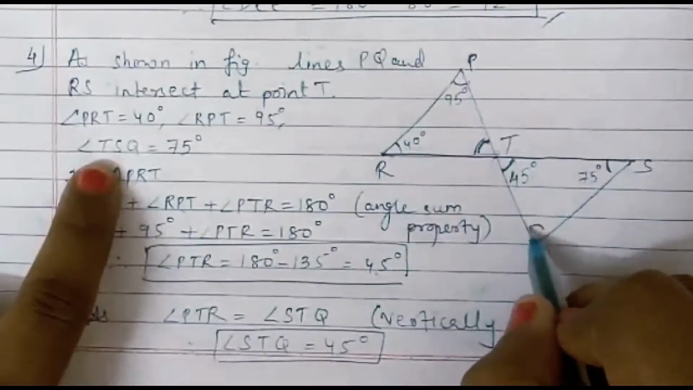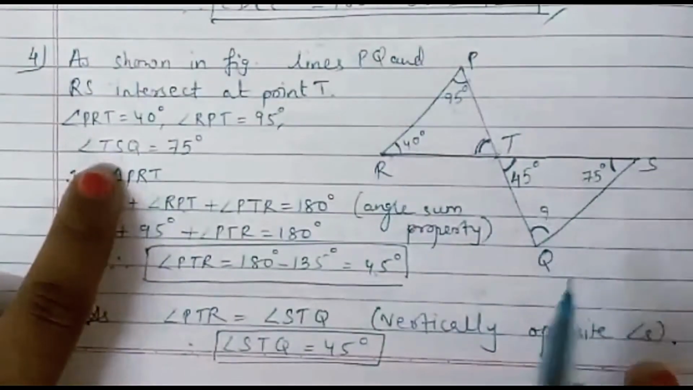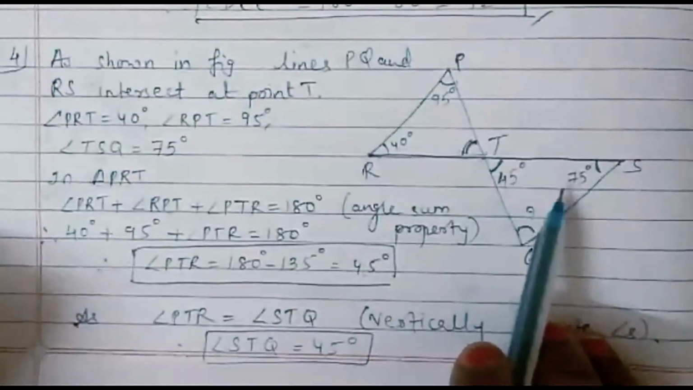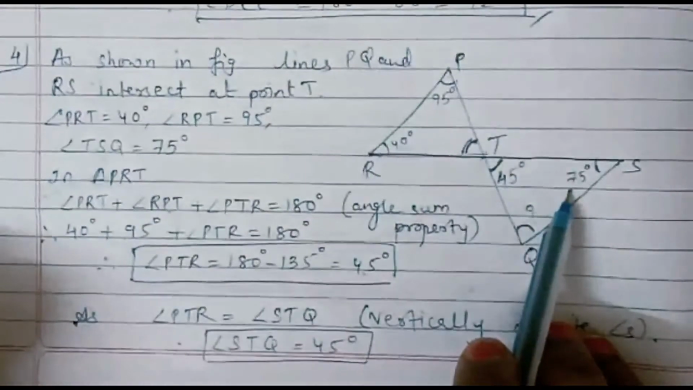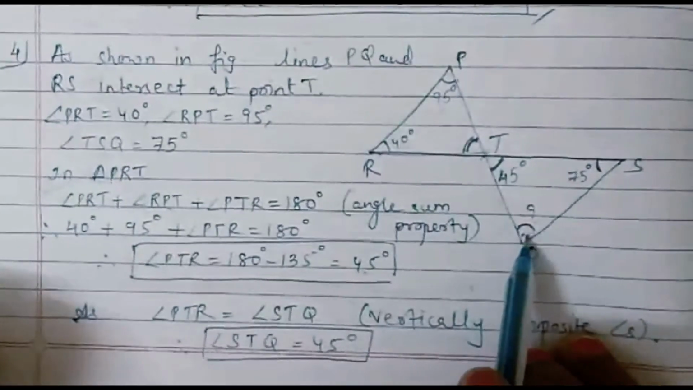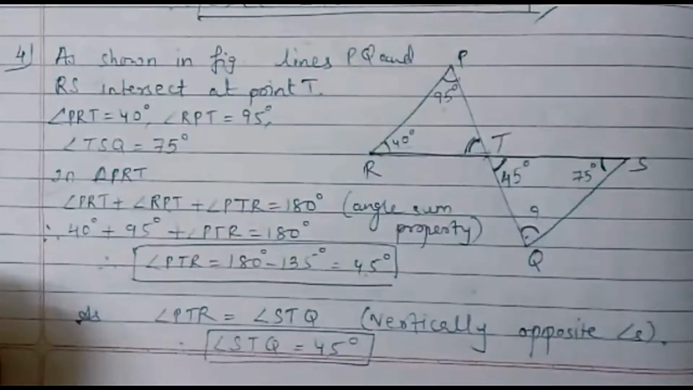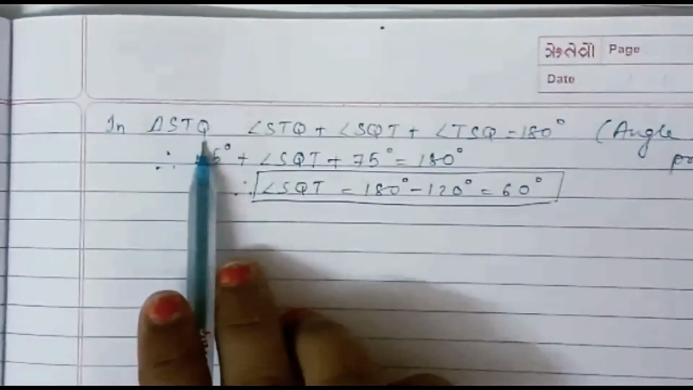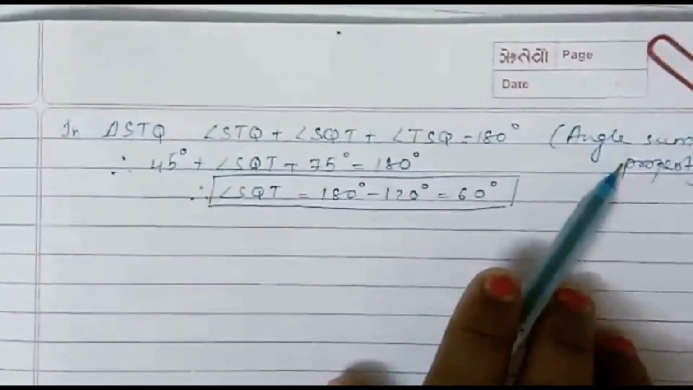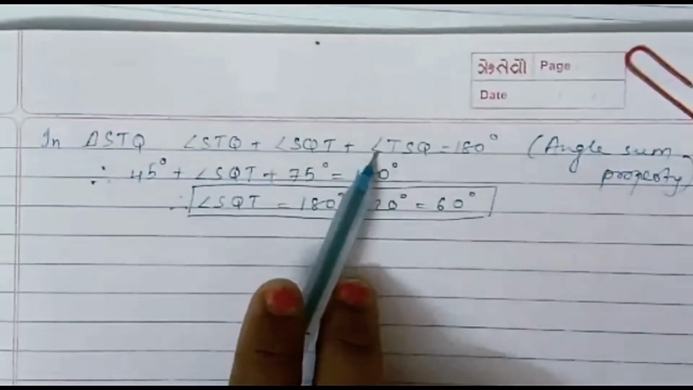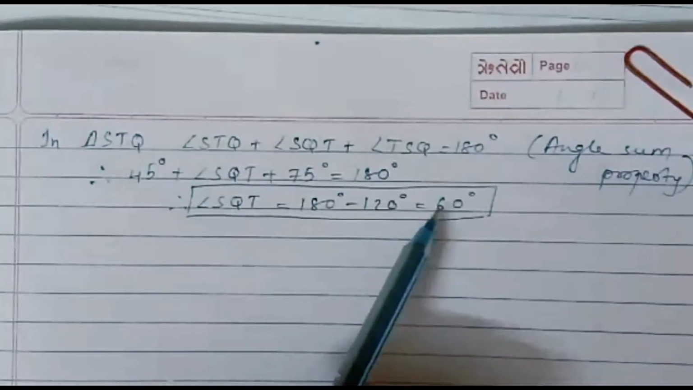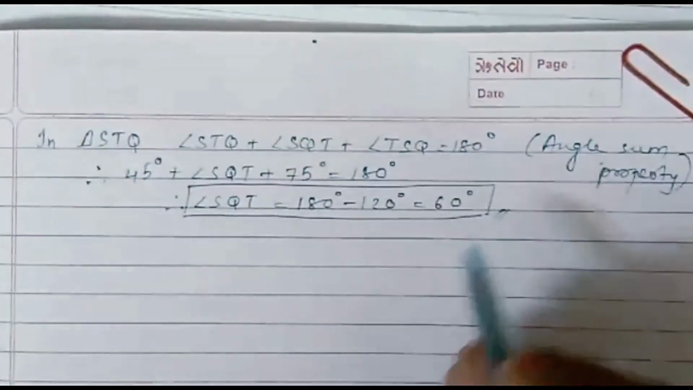The question is to find measure of angle Q. So again we can do it with the help of angle sum property. 45 degree plus 75 degree will be 120, and 180 minus 120 will be 60 degree. So our final answer will be 60 degree. Let us note it down now. So same thing I have written. In triangle STQ, the sum of the measures of all three angles is 180 by angle sum property, and then putting the values of whichever angles are given, we got measure of angle SQT is equal to 60 degree. So this is your final answer.